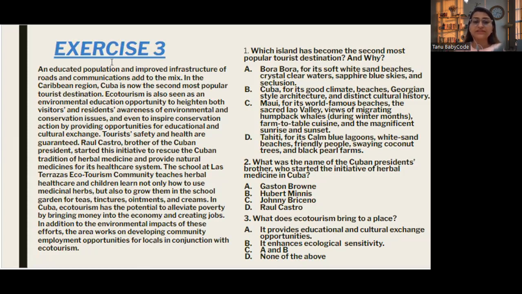You can read in the third statement, Cuba is now the second most popular destination. So it is very clearly mentioned for the first answer. What was the name of the Cuban president's brother? You can see in the middle of the paragraph, Raul Castro, the brother of the Cuban president. What does ecotourism bring to a place? You can see here, it provides both educational and cultural exchange. It enhances ecological sensitivity also. So they are talking about both, A and B.